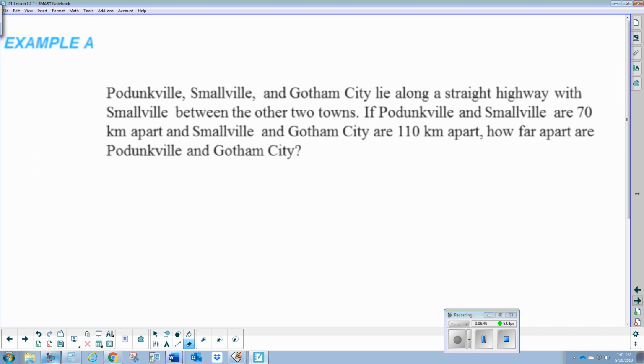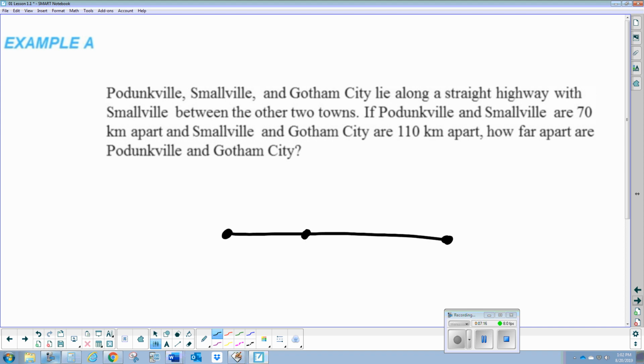So let's look at an example using segment addition. It says Podunkville, Smallville, and Gotham City lie along a straight highway with Smallville between the other 2 towns. First thing we're going to do here is draw a diagram. It says that they lie along a straight highway. That indicates that it's comparable to a segment. That's how we can display that in our diagram.